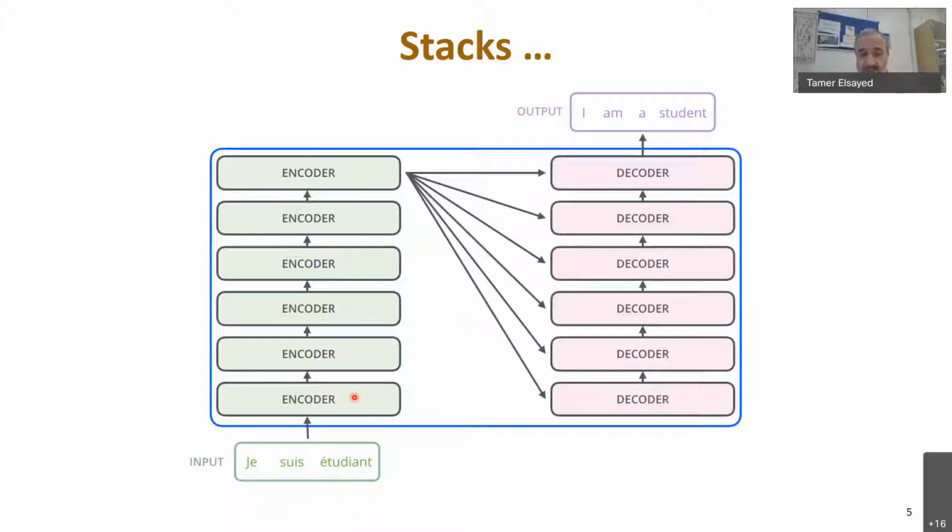So as you see here, the input to the first encoder is the actual input to the transformer, and then the output of the first encoder goes as an input to the second one, and so on. Same here, the output of the first decoder is an input to the second decoder, and the output of the second decoder is the input for the third one, and so on, until we have the final output, okay? And the number of encoders is the same as the number of decoders. So that's the very high level architecture of the transformer.